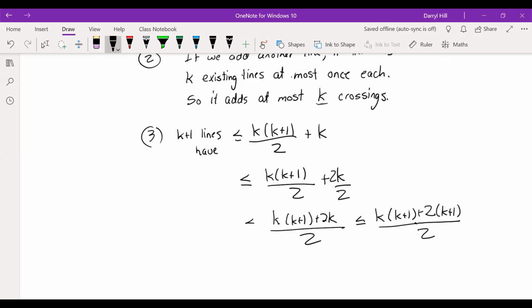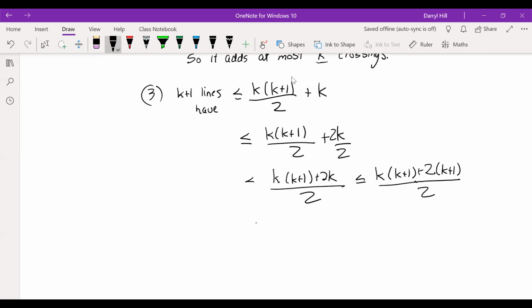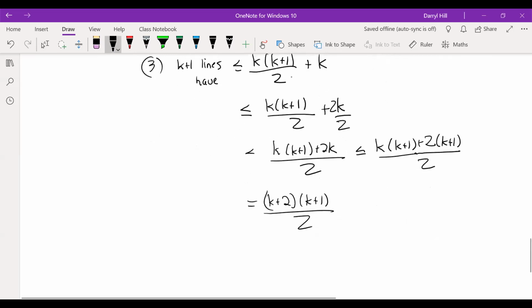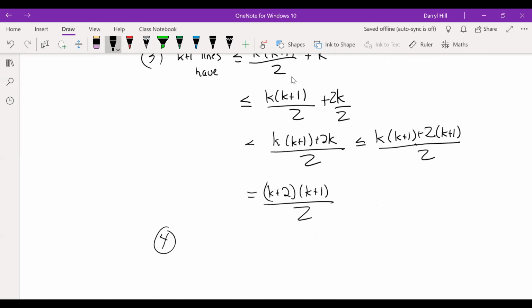And then, oh, my pen is really not cooperating. So we have 2k plus 1 plus k plus 1, so that's actually equal to (k plus 2)(k plus 1) over 2, which is, in a sense, what we wanted to show, right? So therefore, we can conclude that k plus 1 lines have at most (k plus 1)(k plus 2) over 2 intersections.